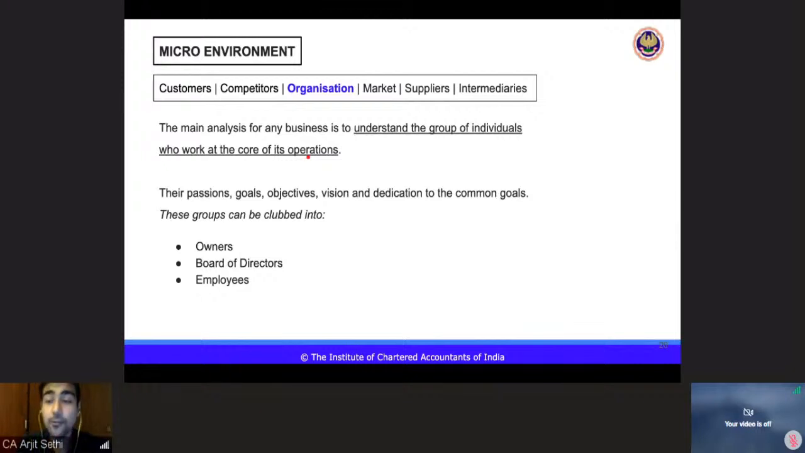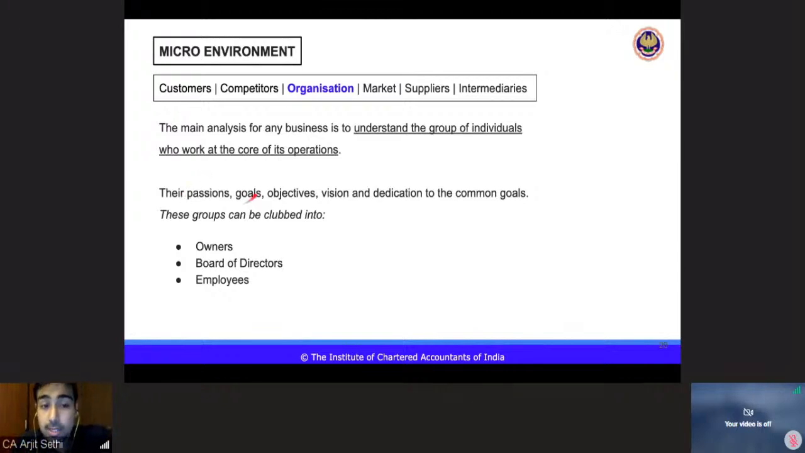What do we have to understand about these people? We understand their passions, their goals, their objectives. What is their vision? What is their dedication to the common goals of the business? What is their passion, right? Why do they actually want to work for this company? Is it just for the money, or is it more because they actually relate to the product of the company?